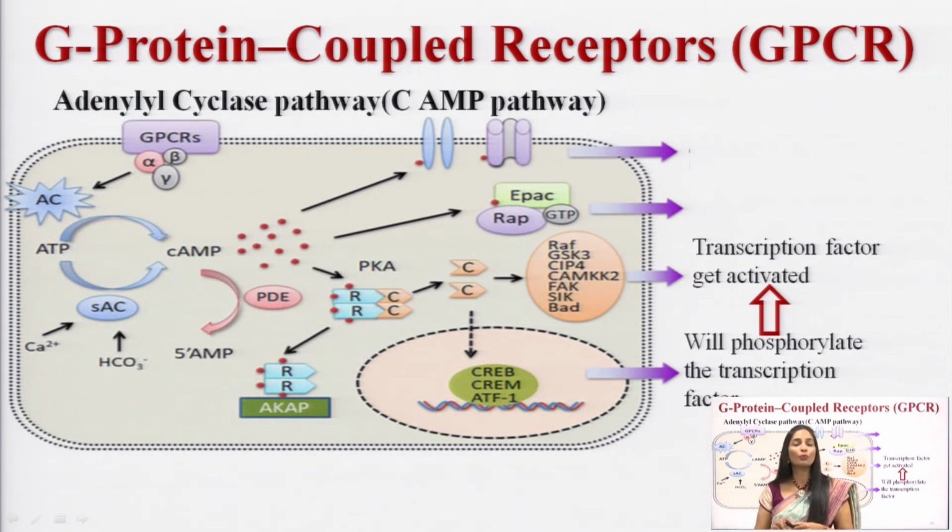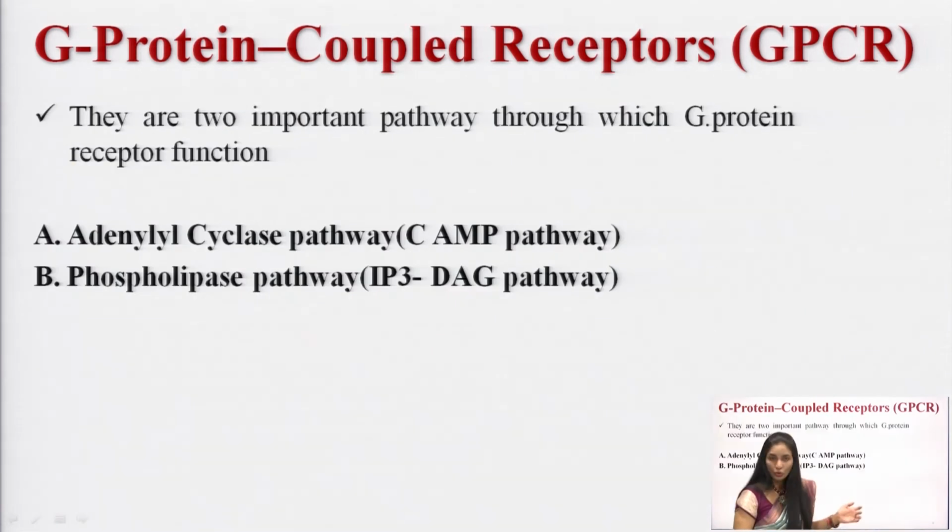So first we will discuss the adenyl cyclase pathway. What I said in the previous slide: when there is no drug bound to the receptor, the G protein will be attached to the GDP, right? And when the drug binds to the receptor, the GDP will be replaced with the GTP, the alpha subunit will be bound with the GTP, and the beta and gamma subunits will get separated and activate some other proteins inside the cell, which I had shown you here, right.